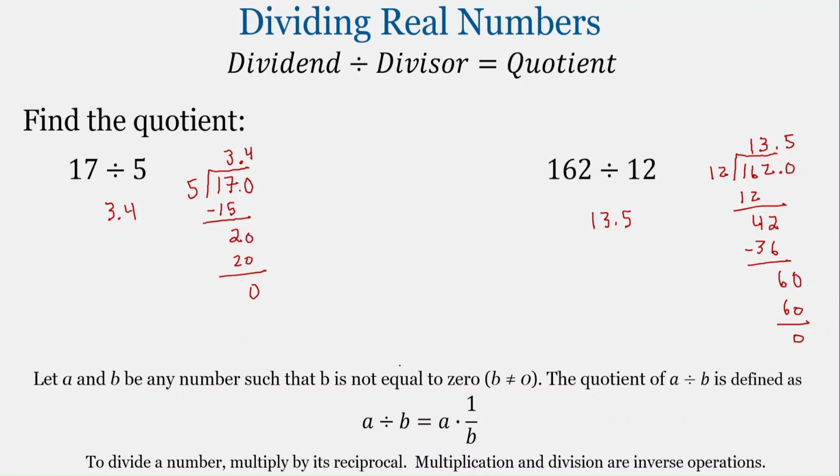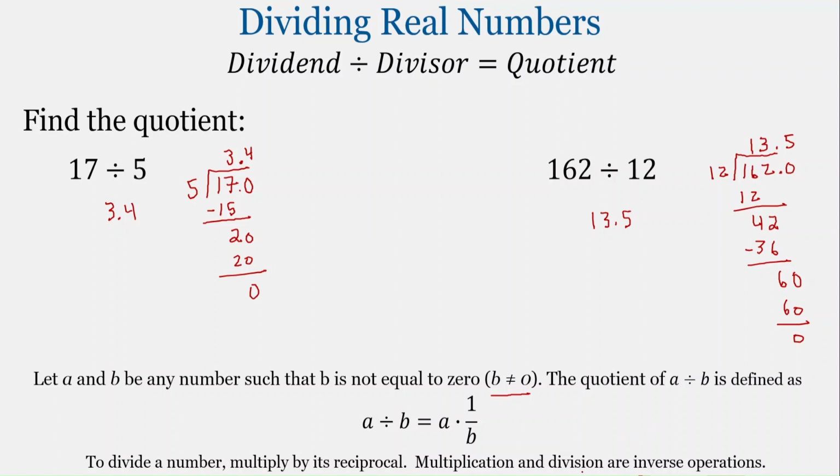So if A and B are any numbers such that B is not equal to 0, so the number on the bottom, the divisor, or the denominator, cannot be 0. The quotient, the answer of A divided by B, is defined as A times the reciprocal of B. So when we divide a number, we are multiplying by its reciprocal. And that makes multiplication and division inverse operations.